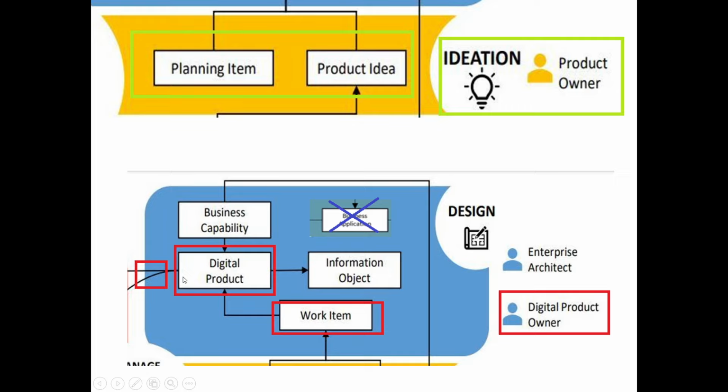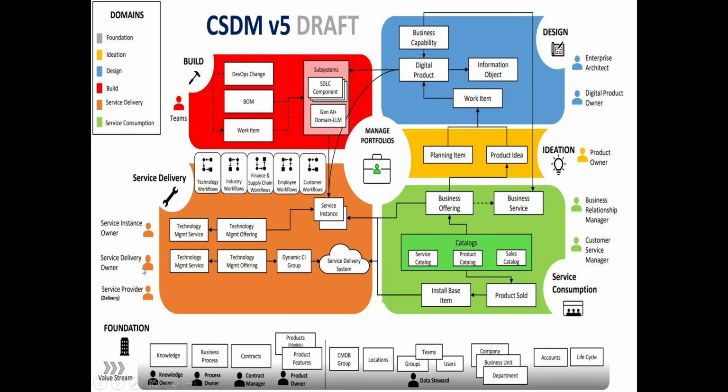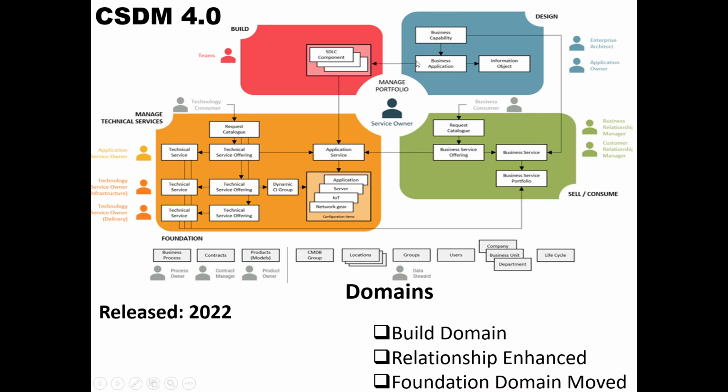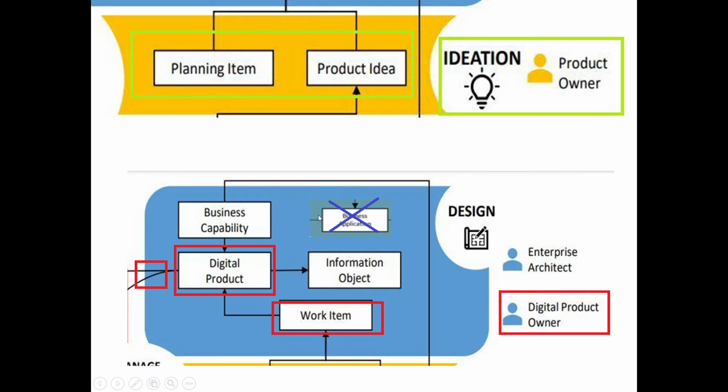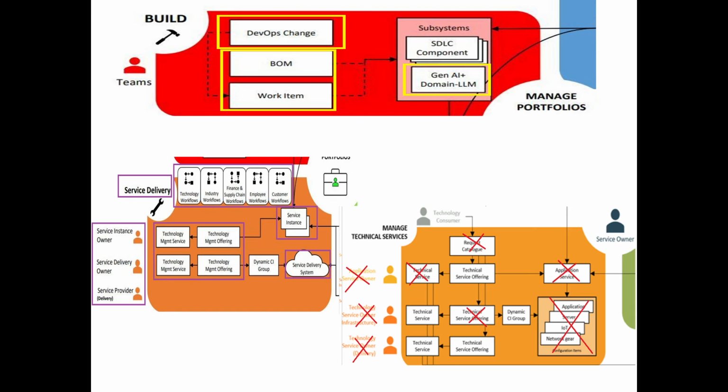Also, if you notice, there are two arrows going out. Earlier, from the design, if you see here, only one arrow was going. Now two arrows are going out. This second arrow is going directly to the technical service part. I'll come to this part now. So these are the changes in the design phase.